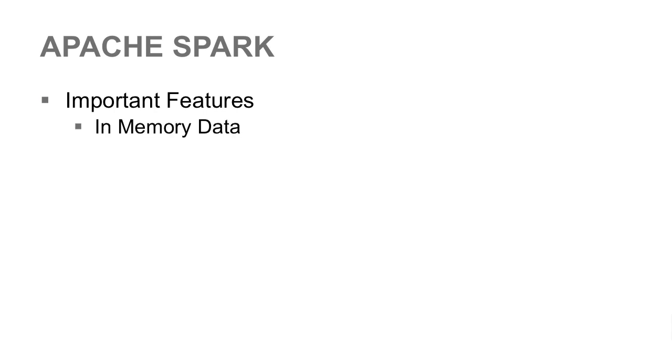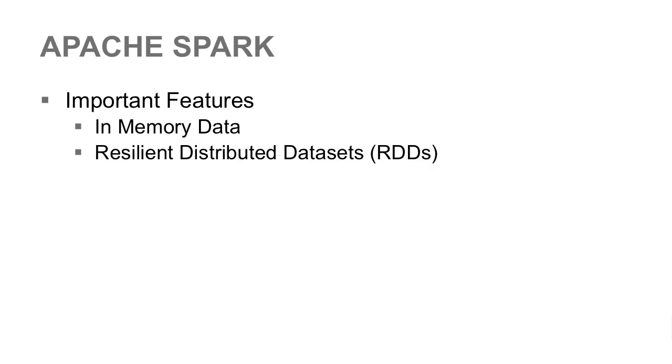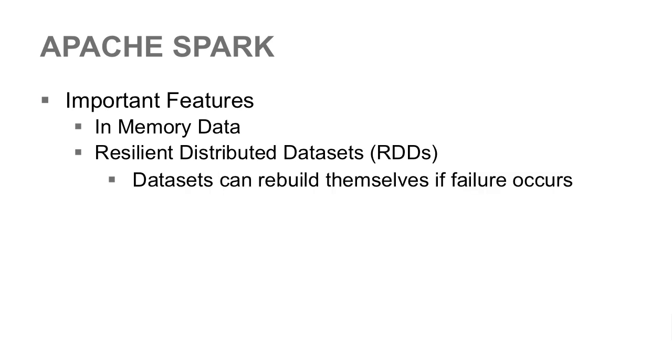Let's see first the key elements of Apache Spark. The important feature there is that Spark is trying to use in-memory data structures. And the data structure that is used for that purpose is called a resilient distributed data set. And why are they resilient? Because if a failure occurs, the data set can rebuild itself. So basically you have a trace of how this data set in memory is constructed, and you can rebuild it based on your actual data source.